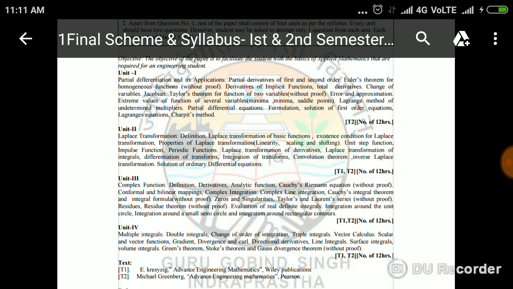In this, I will be giving you the overview of the syllabus of the second semester maths for IPU and the universities also. As you can see here, the second semester syllabus is divided into four units. I will be giving you the important topics from each unit.